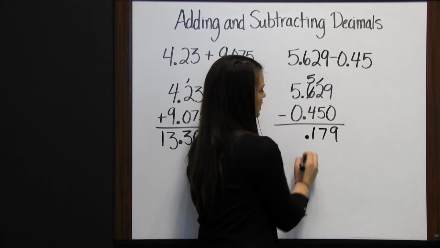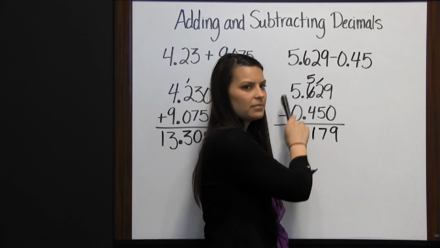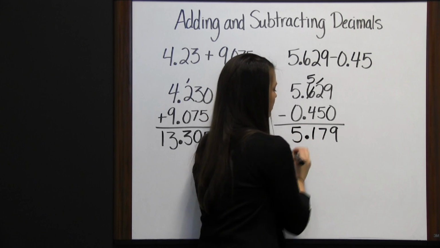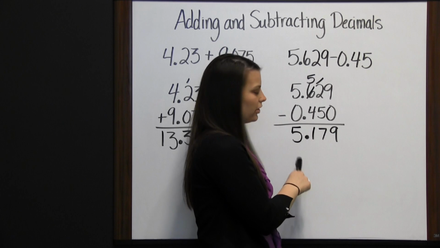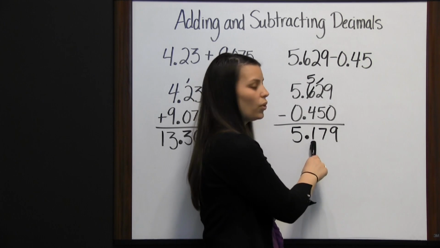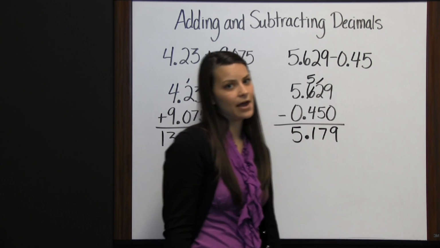We bring our decimal down. And 5 minus 0 is 5. So our result, or our difference, is 5 and 179 thousandths.